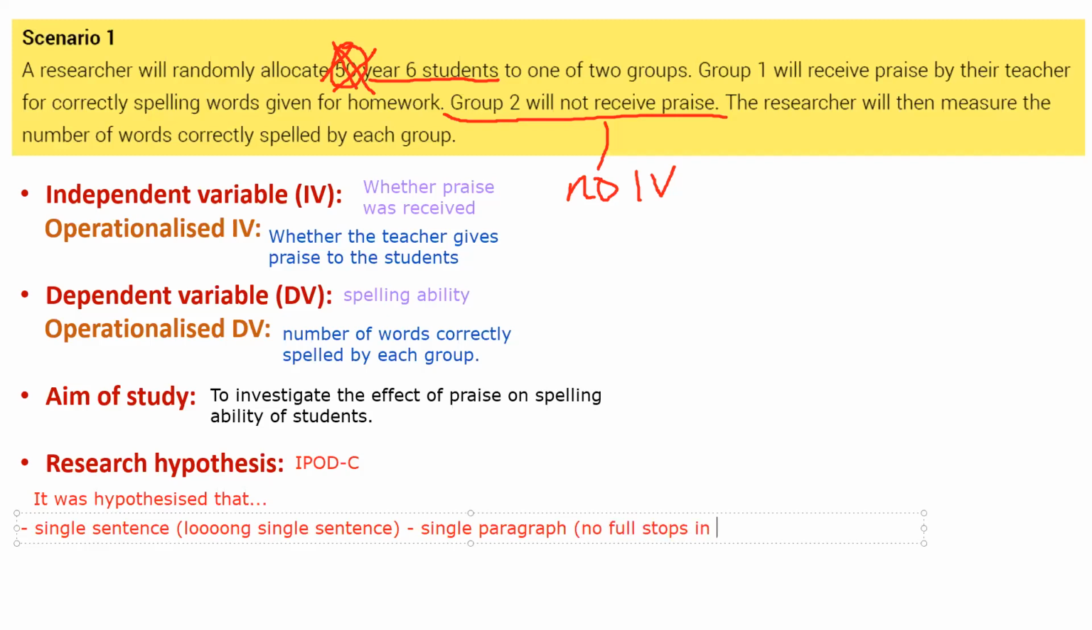It shouldn't read like a story. It should just read like a single sentence, no full stops in between. Also, it should start with, "It was hypothesized that." One phrase that should be forbidden is "it was proven." I say it's forbidden because we never prove things in psychology. We can only hypothesize, which means we can only predict. Even when our results support our hypothesis, we can never say that our results have proven something. We can say our results have supported the hypothesis, but nothing is ever proven because we can just go back and do another study and find different results.